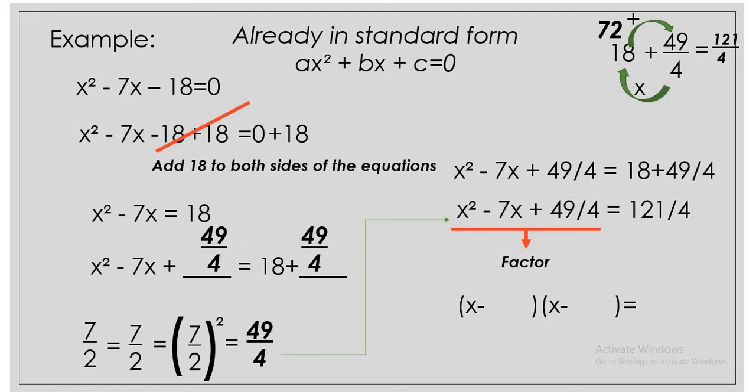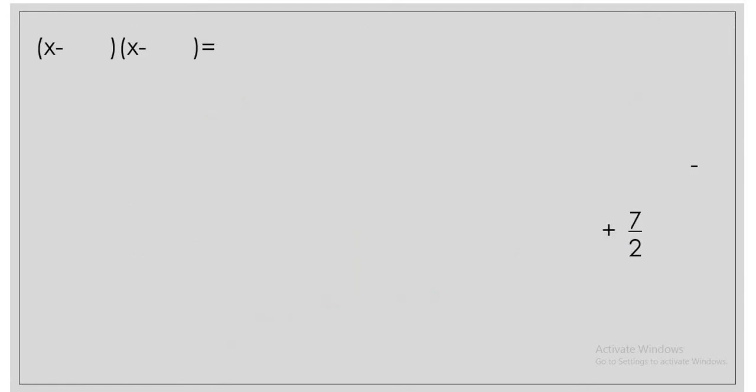Then let's now factor this part. Since this is a perfect trinomial, you will have same factor or same number here. The factor of 49/4 comes from here. So just put x minus 7/2 and x minus 7/2. Let's continue with our binomials: quantity x minus 7/2 and quantity x minus 7/2 is equal to 121/4. Then we will square the binomial. We have here quantity x minus 7/2 squared is equal to 121/4.